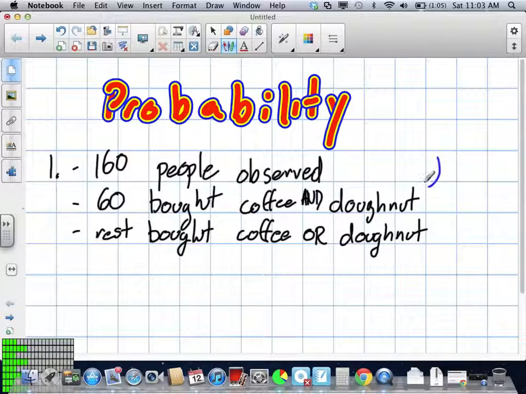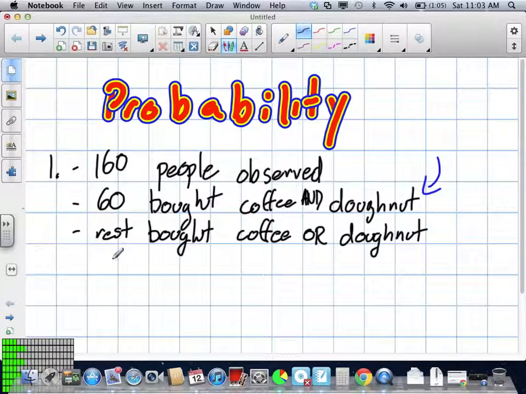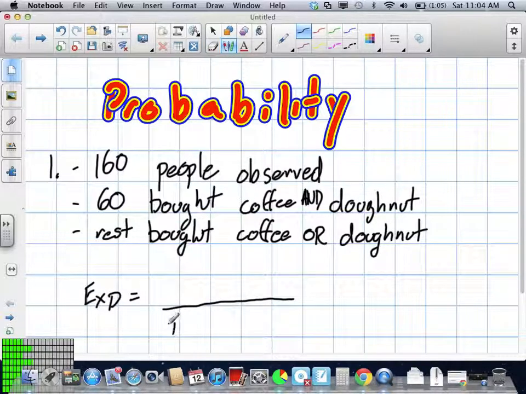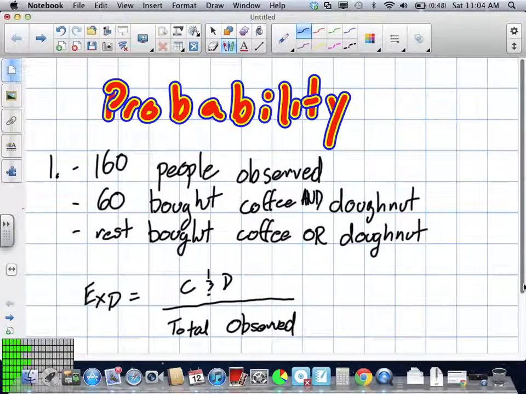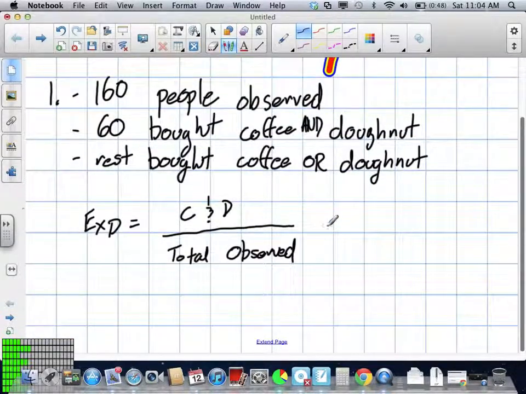Okay, so you set it up as a fraction. What did you say the fraction was? 160 over 60. Okay, well, experimental probability is actually 60 over the total observed. And depending on what it is, in our case, it'll be people who bought coffee and a donut. So how many people bought coffee and a donut? 60.